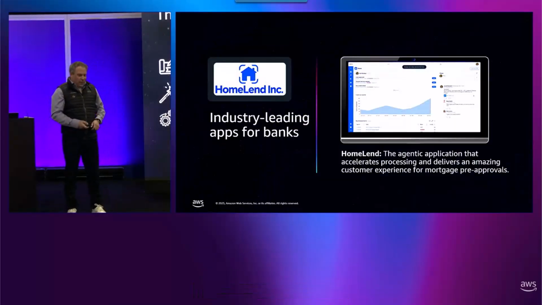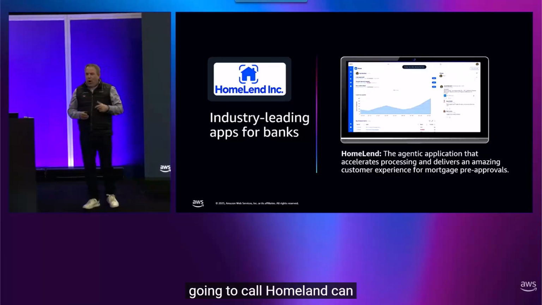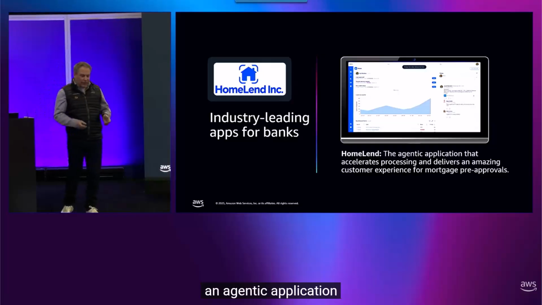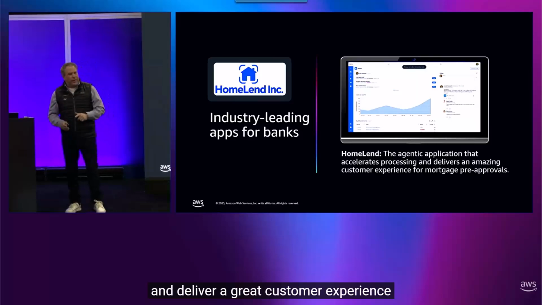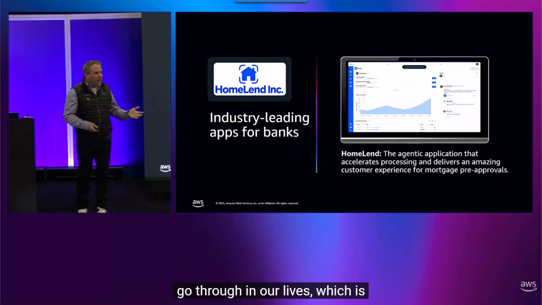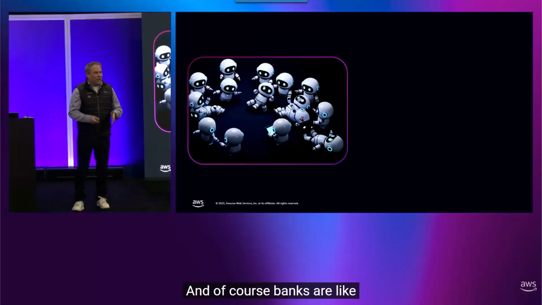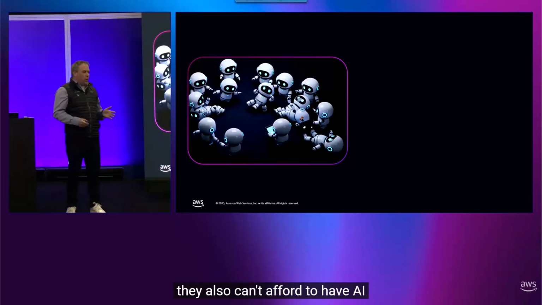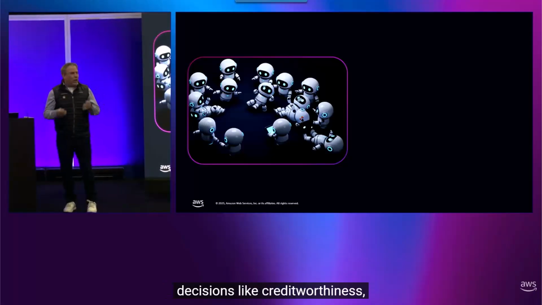customer usage. So we're going to demonstrate how a fintech that we're going to call HomeLend can build and sell to banks an agentic application that will dramatically accelerate processing and deliver a great customer experience for a scenario that many of us may have gone through ourselves or may one day go through in our lives, which is mortgage pre-approvals. And of course, banks are super excited to see their work get automated, but they also can't afford to have AI introduce variability into important decisions like creditworthiness.